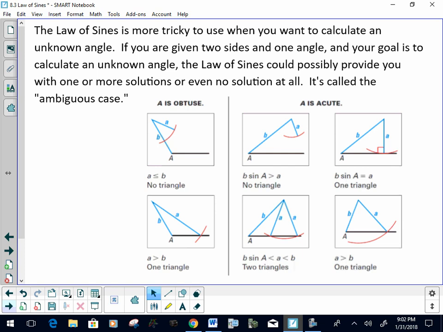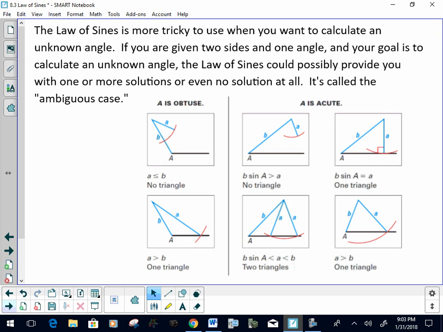The law of sines can be a little bit more tricky when you're calculating an angle. There are some diagrams here that show you some different situations that come up, so I actually have a computerized one that I want to show you. It's a little bit easier to see, but basically we run into the situation of sometimes having information that won't create a triangle, or in some cases it might not be just one triangle. There might be more than one possible triangle formed.